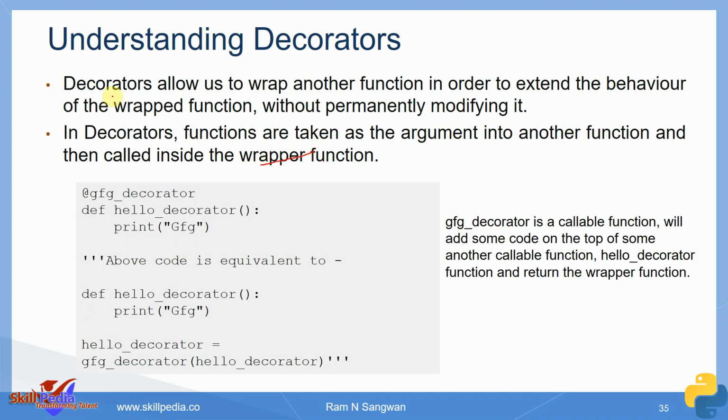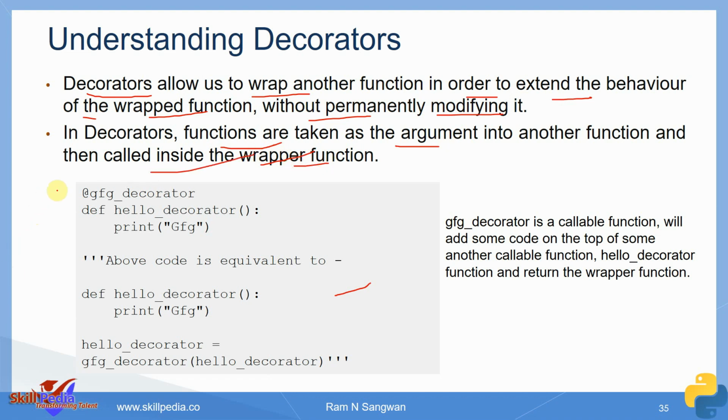Then decorators. Decorators allow you to wrap another function in order to extend the behavior of the wrapped function without permanently modifying it. It means you are changing the behavior of a function. You are changing the job done by a function by giving it other functionality. You can extend the behavior of the wrapped function without permanently modifying that function. In decorators, functions are taken as arguments into another function and then called inside the wrapper function.